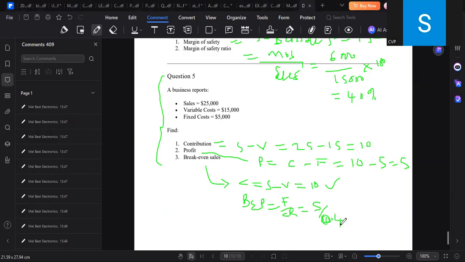40%. So what do we get? Break-even sales becomes what? 12,500. So our fixed cost is 5,000 divided by this, 12,500. Okay.